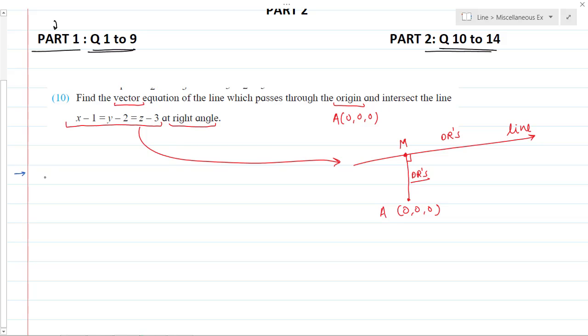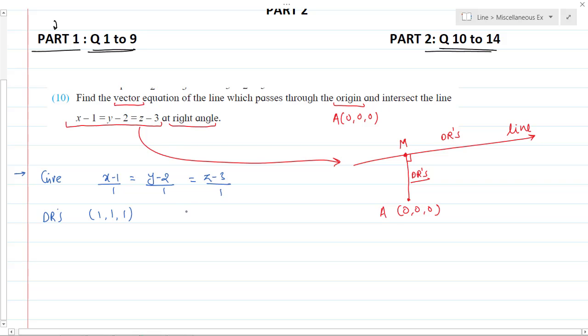So what is given is (x minus 1) equals (y minus 2) equals (z minus 3), divided by 1 and divided by 1. This is the given equation of the line, with direction ratios 1, 1, 1. This is the direction ratio of the line. Can you find the direction ratio of the segment AM?